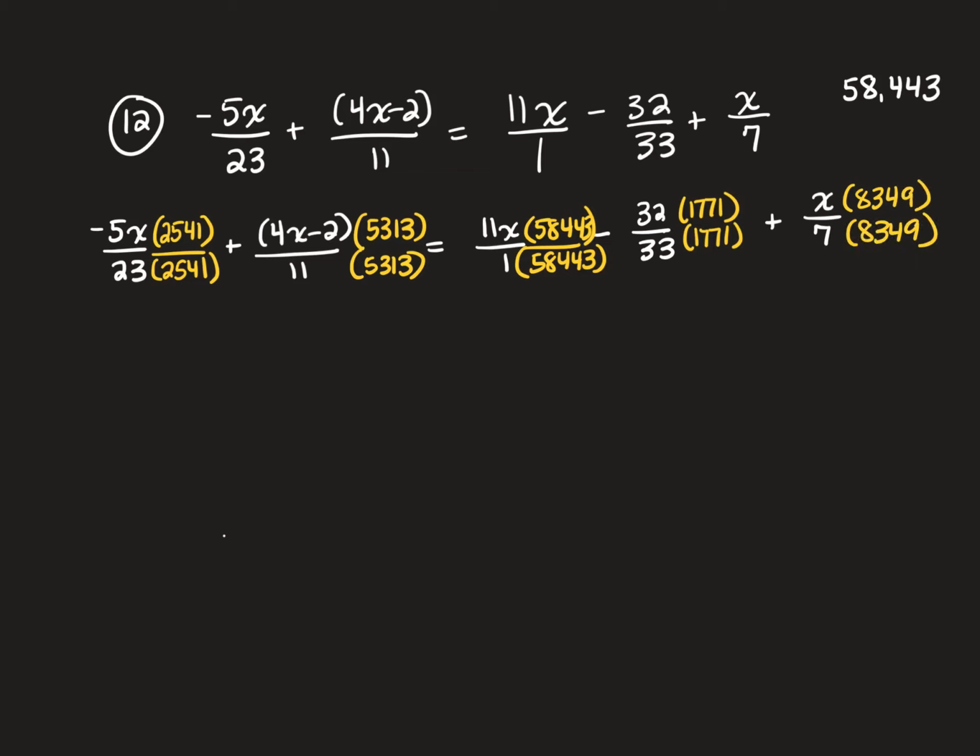Okay, so here's where the hard work is going to come into play, because you're going to need to use your calculator here. Let's go ahead and multiply out each term. So I want to actually figure out what is negative 5x times 2,541. Distribute the 5,313. Multiply these two numbers together. Multiply these two numbers together and write that. And then all of them are going to have the same denominator of 58,443. So if you want to pause and actually try that and come back, you can check and see if we get the same numbers.